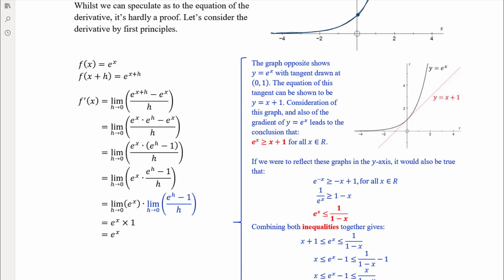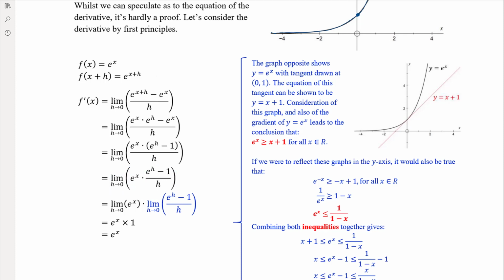And then I've got this common factor of e to the power of x, so I can factor that out, and we now have e to the x times (e to the h minus 1) all over h. Then I can split this fraction into two separate fractions, e to the x times (e to the h minus 1) all over h, and then we can split into two limits, so we can take the limit of e to the x and the limit of that as h approaches 0.